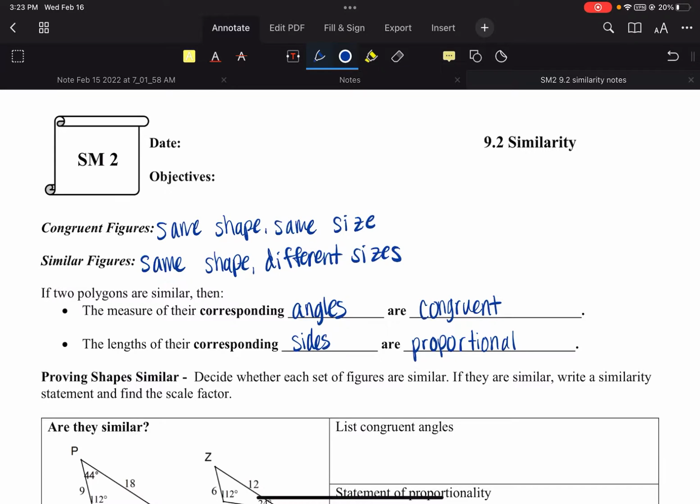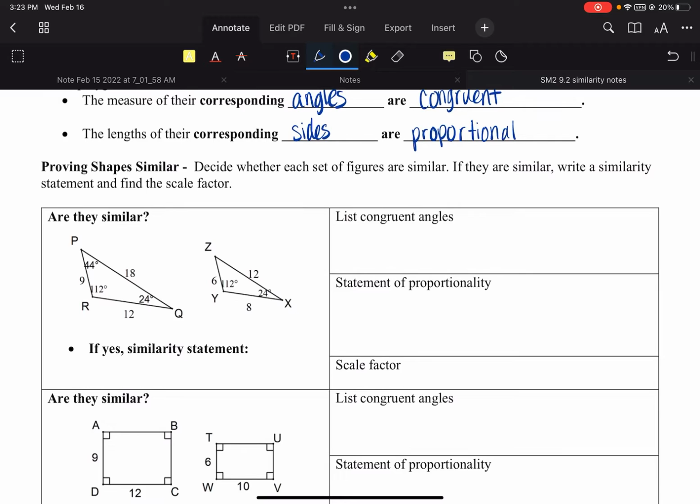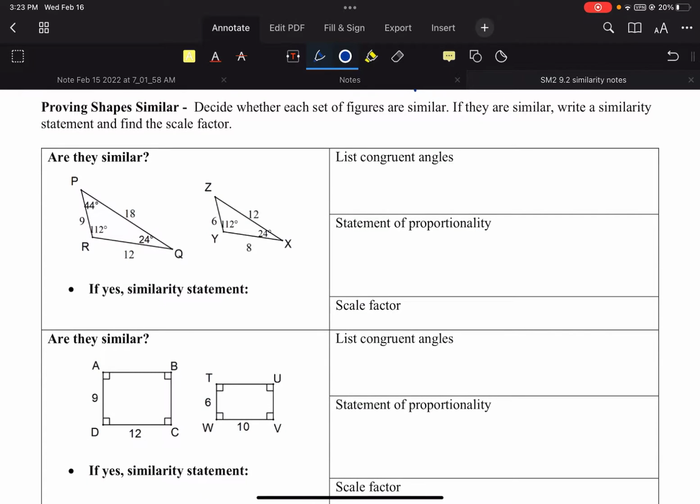Let's go ahead and look at what it looks like to find congruent angles and proportional sides. What we're going to do on this page is we're going to prove if shapes are similar. We're going to look at every angle of the shapes and then every side length of the shapes and then decide if the two shapes are similar. If they are similar, we'll learn how to write a similarity statement and we'll learn what a scale factor is. So the first thing we're going to look at is these two triangles here, and we're going to list our congruent angles.